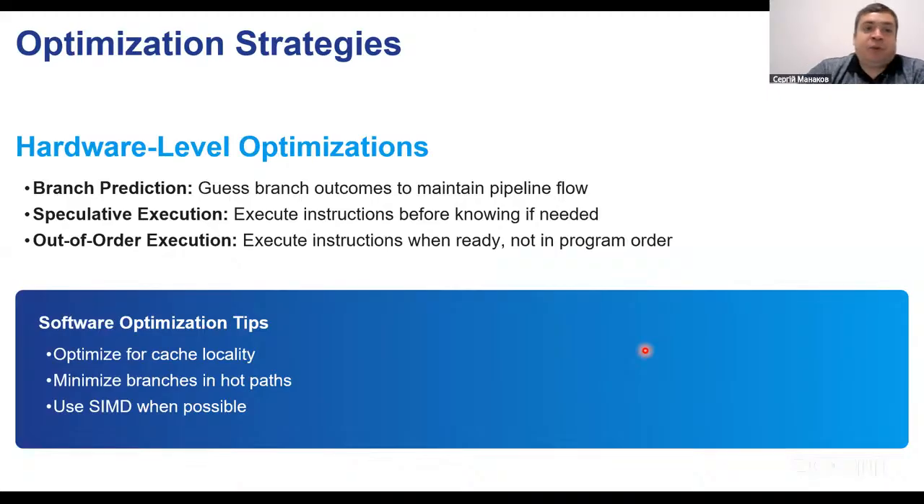About some optimization strategies, hardware level optimizations. Branch prediction: guess the branch outcomes to maintain pipeline flow. Speculative execution: execute instructions before knowing if they are needed. And out of order execution: execute instructions when ready, not in program order.